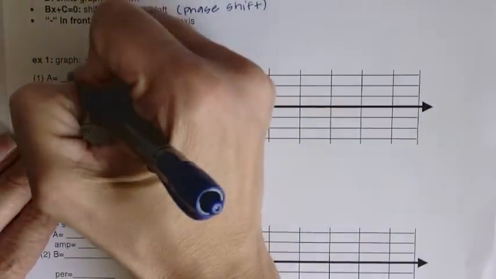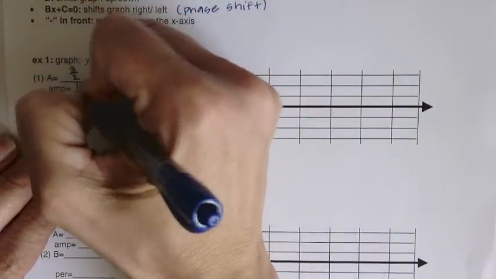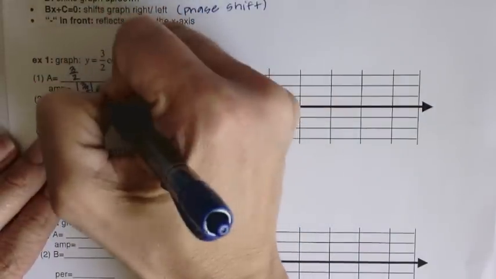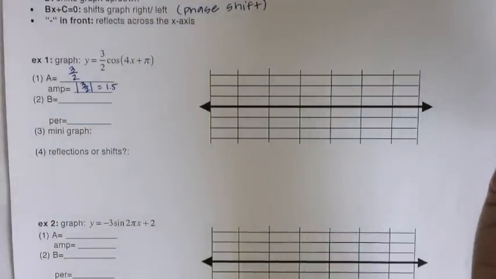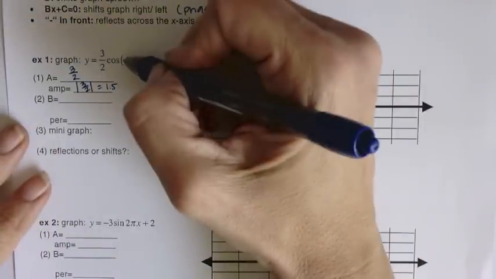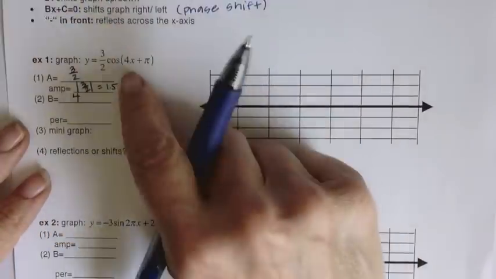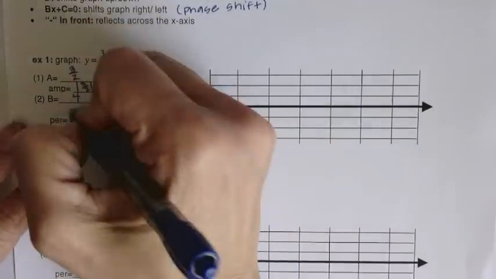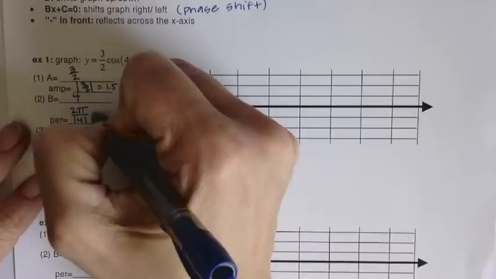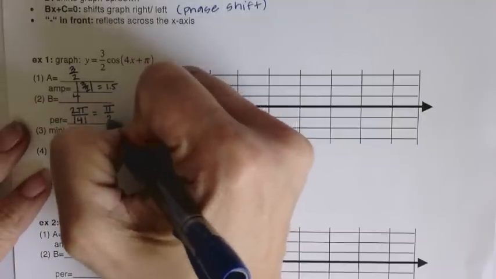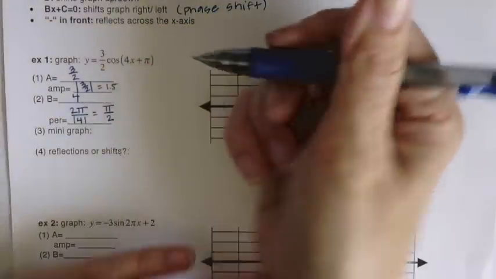The amplitude is going to be the absolute value of 3/2. So A is 3/2. So the amplitude, if you want, you can call it just 1.5. B is the number before the x. So the number before x is 4. So my period is going to be 2 pi divided by the absolute value of 4, which is pi over 2. So I actually am going to pause right there.